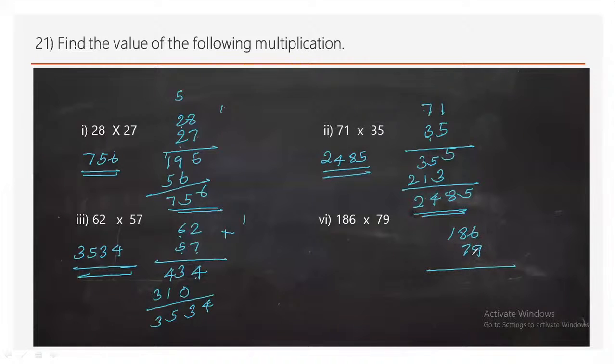9 times 6, 54. 5 remain. 9 times 9, 81. 9 times 8, 72. 72 and 5, 77. 7 remain.